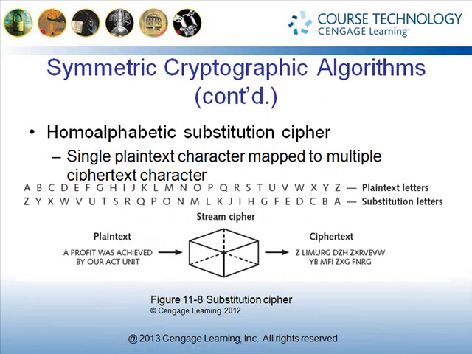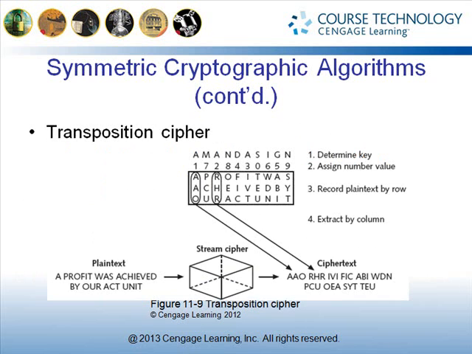Here we have the homoalphabetic substitution cipher. A single character is mapped to multiple ciphertext characters. There's also something called a transposition cipher, which is much more involved.